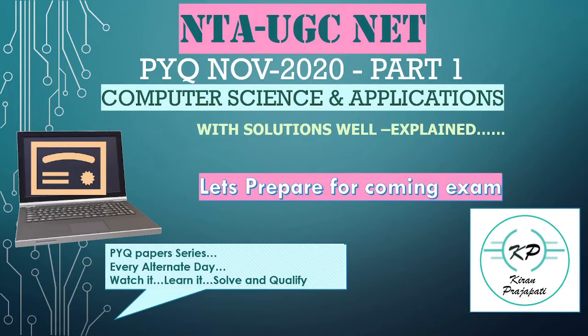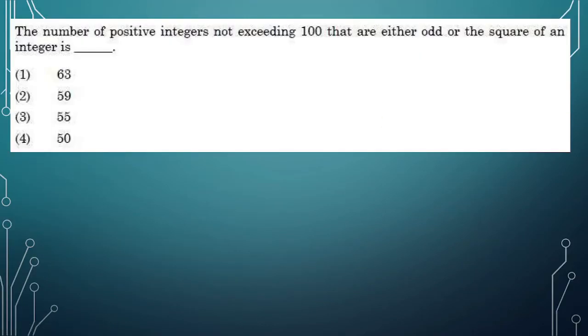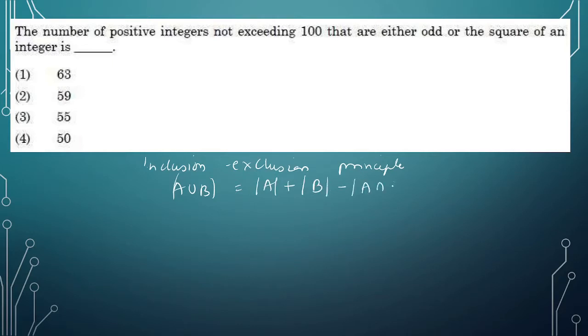So let's get started. The first question is: the number of positive integers not exceeding 100 that are either odd or square of an integer. This question is based on the inclusion exclusion principle. So what is this inclusion exclusion principle? It's A union B is equal to A plus B minus A intersection B. That is, the number of elements in A union B equals the number of elements in set A plus the number of elements in set B minus the number of elements in A intersection B.